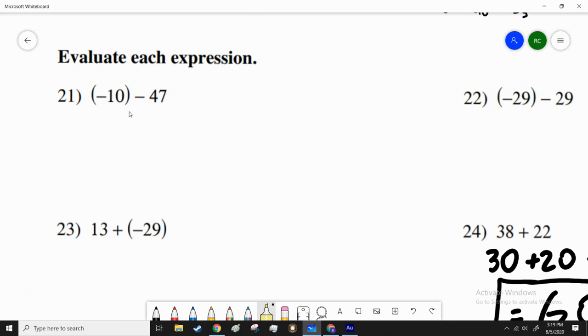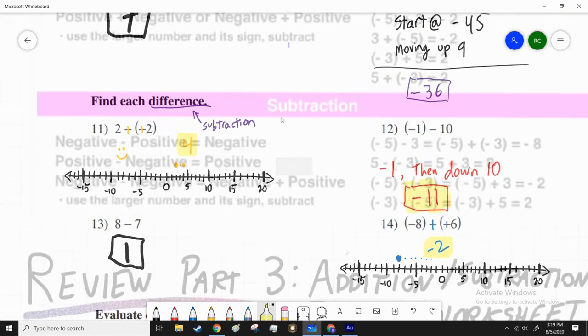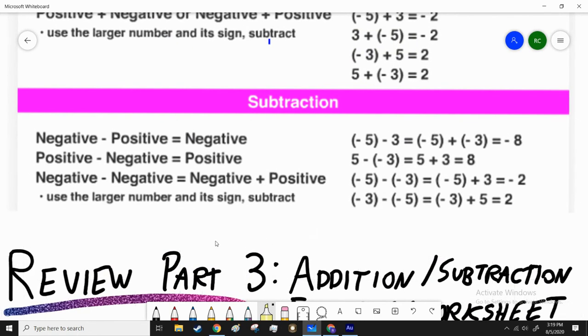Okay, so we have two numbers that are being subtracted, right? We've got a negative number minus a positive number. So let's see what our rules have to say. Here's our rules on subtraction. If we have a negative number minus a positive number, first off, we know that our answer is negative. And since it's the same thing as negative 5 plus negative 3, we're essentially adding the two, even though we're subtracting. This is why I try to get across the idea that addition and subtraction aren't really two separate things.